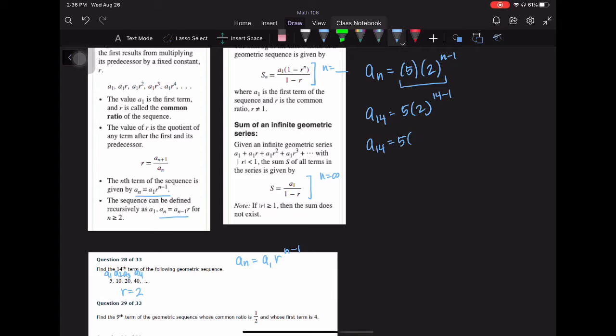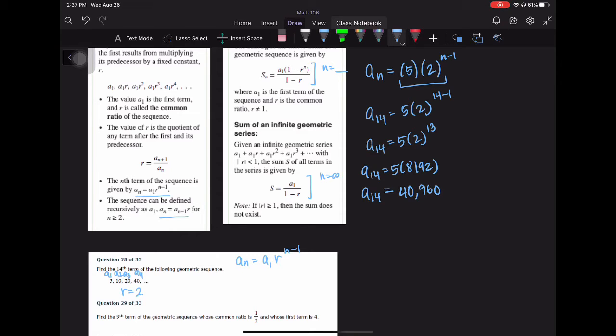We then have 5 times 2 to the 13th, which is going to be a pretty good sized number. So 2 to the 13th is equal to 8,192. We then multiply that by 5, and we get as our result 40,960.